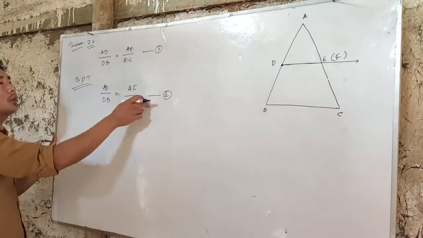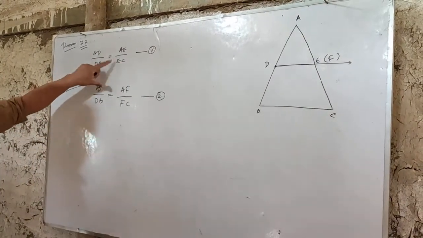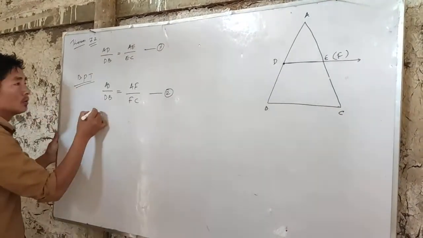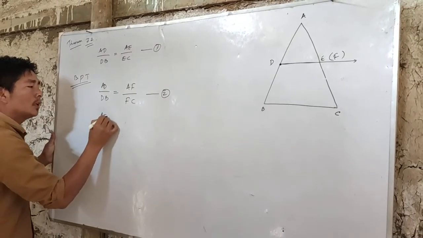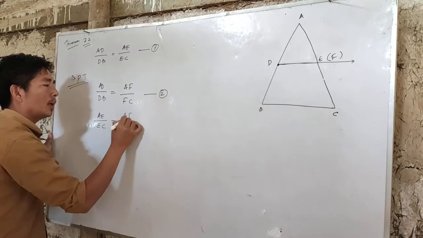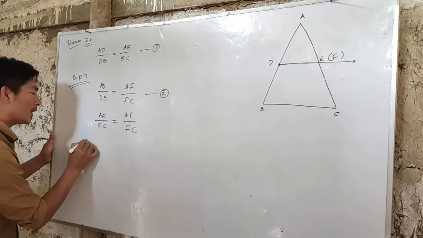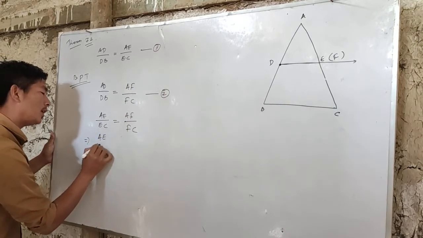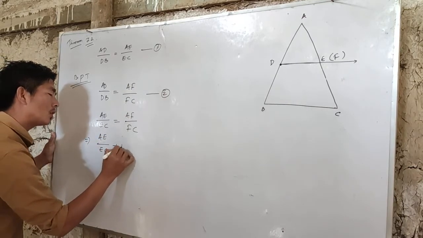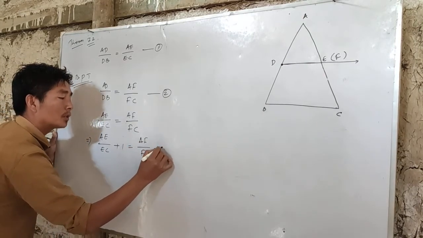If we compare equation 1 and equation 2, we see that both the left hand sides are equal. As a result, the right hand sides have to be equal. So from equation 1 and 2, we get AE divided by EC is equal to AF divided by FC. Now if we add 1 on both sides, that is AE divided by EC plus 1 is equal to AF divided by FC plus 1.